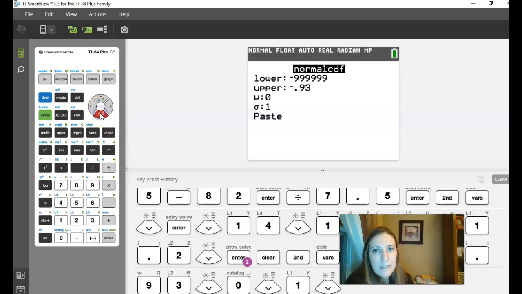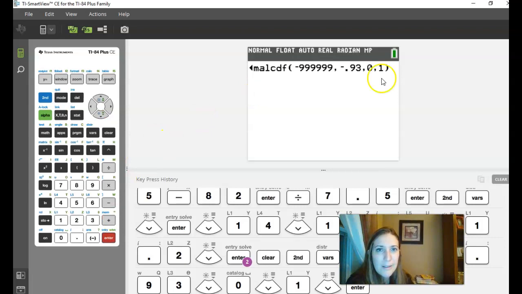But here's where the lazy generation, whatever you are, gets to cheat a little bit. You don't have to remember any of that because it's prompting you here. So then you just hit paste. And for the older calculators, this is what popped up and you have to remember to type all that in. And then you hit enter.